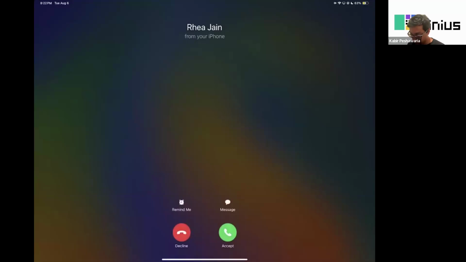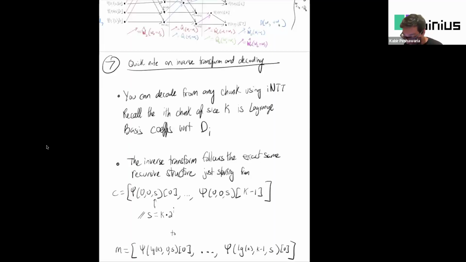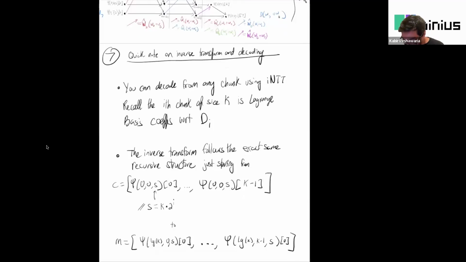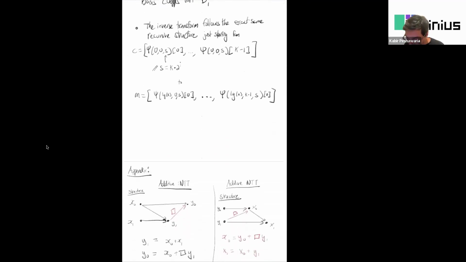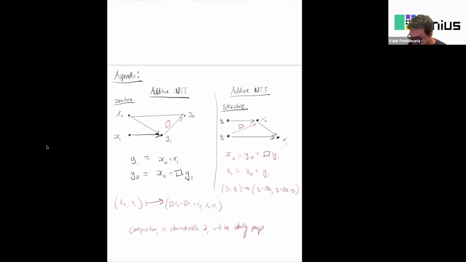And the inverse transform follows, sorry, the exact same structure, just starting from this guy and turning us into this guy. So we're starting from the code word from before, and we're turning it into the novel basis polynomial coefficients. And what S is depends on which chunk you chose. Cool. And yeah, that's everything. As a quick appendix, I put the basic repeated local structure of the additive INTT here and the local structure of the additive NTT here.